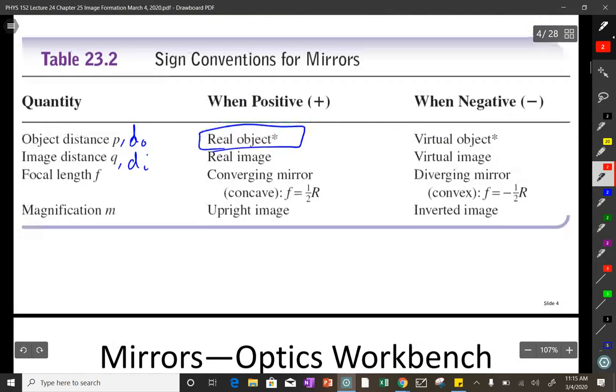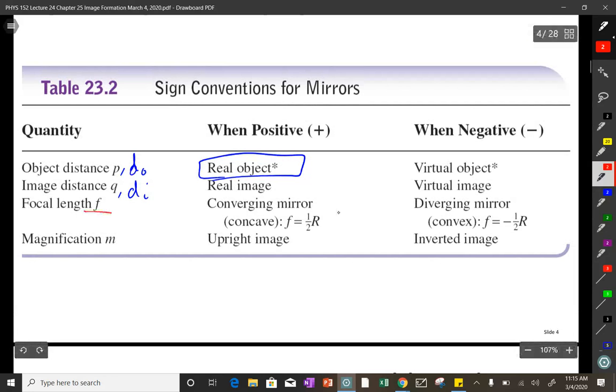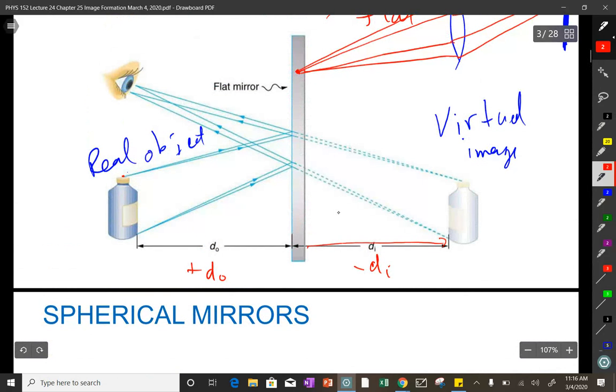Sign conventions. We have this thing called focal length. We haven't covered that yet, so you don't know that yet. And we have magnification. Magnification is defined as the height of the image divided by the height of the object. So if we look in this picture, here's the height of the object. Here's the height of the image.